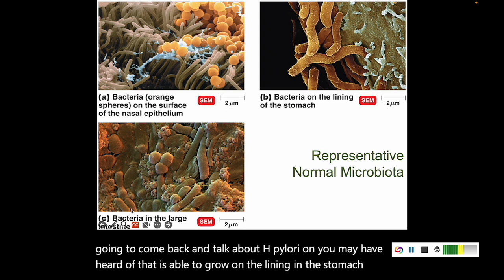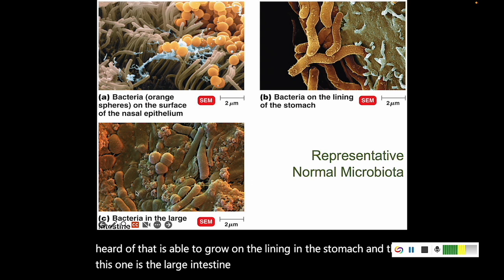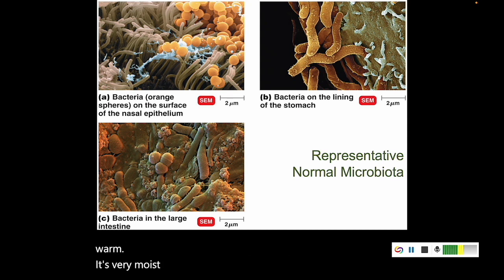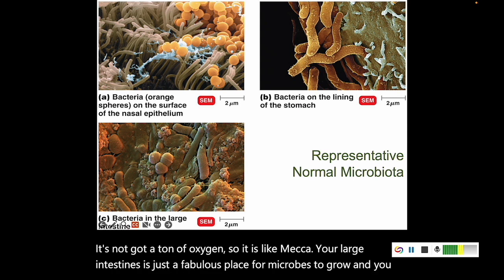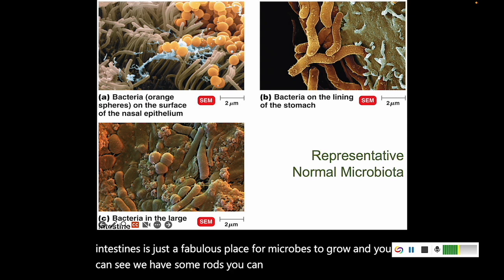And then this one's the large intestine. So your large intestine is very warm. It's very moist. It's got a lot of food. It's not got a ton of oxygen. So it is like Mecca. Your large intestine is just a fabulous place for microbes to grow. And you can see we have some rods. You can see we have some cocci. There's lots and lots of stuff.